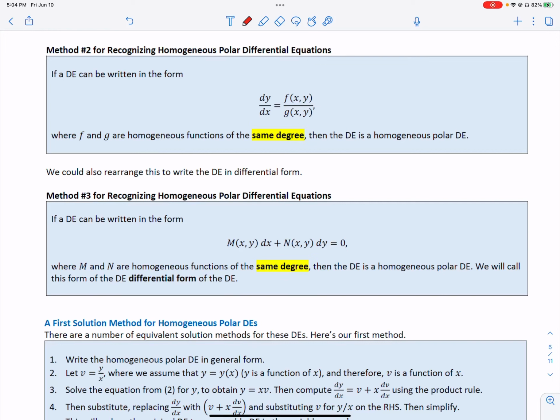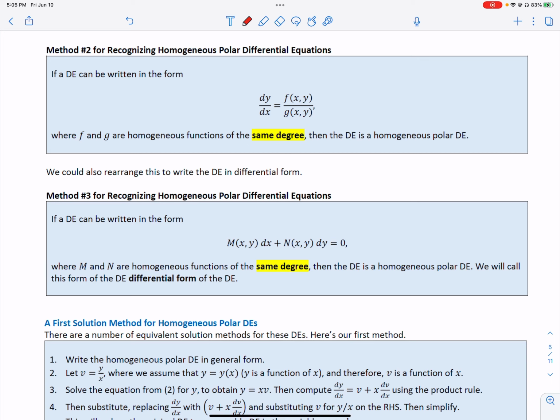In this video, we'll continue our discussion of section 2.6 part 1 with homogeneous polar differential equations. I have two more methods to show that they are homogeneous. The first one, we didn't really even try the method. The method said put everything in terms of y over x. If you want to do that, feel free.